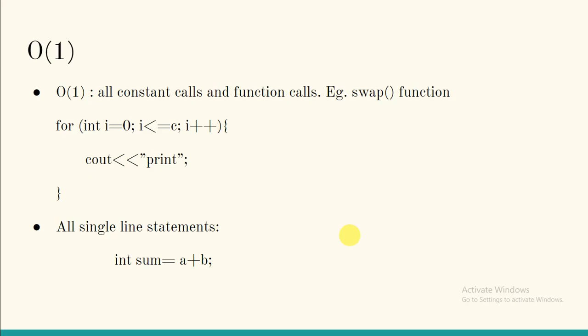The first one is O of 1. It is actually called a constant time operation. So what does that mean? This swap function is a constant type of function. What it does is, if we input two variables in the swap function, it will swap the values of those two variables, and it will be done in constant time.